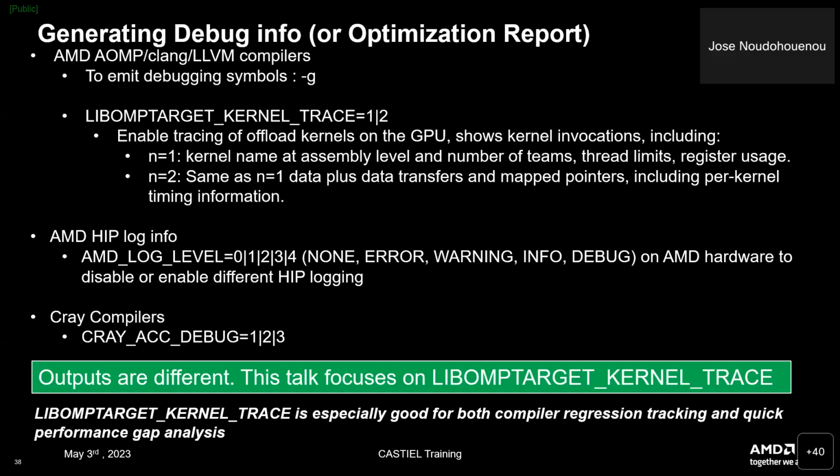Now, one thing to keep in mind is that the outputs you get by setting these variables are different. But we focus on LIBOMPTARGET_KERNEL_TRACE because this variable is good for both compiler regression tracking and quick performance gap analysis. When you build your code with different compilers, if you observe that one compiler gives better performance than the other, then you might need to profile your application in both contexts to see what is going on in the backend.